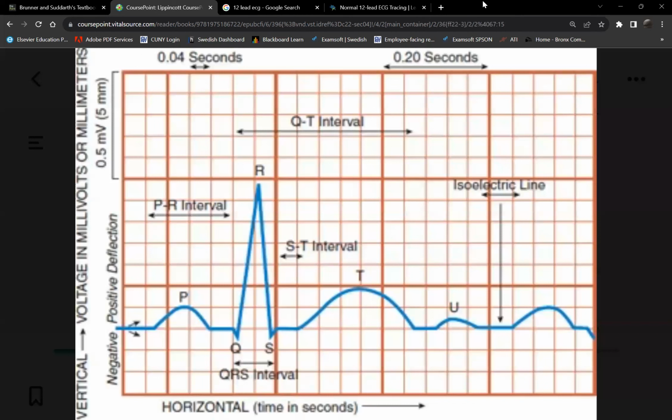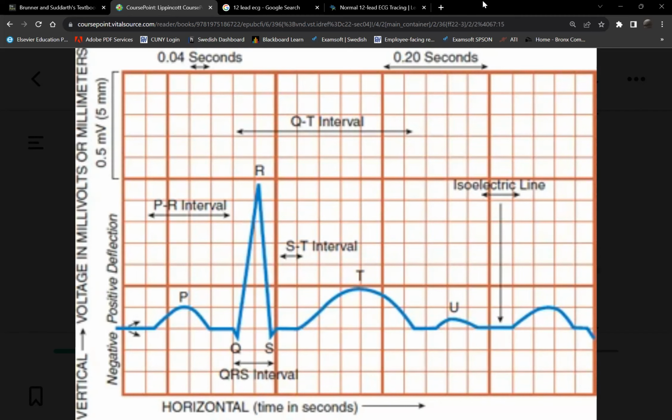Now we measure the P wave and it says there it's less than 3 small boxes, correct? Because each small box is 0.04 seconds. So it should be 0.11 seconds or less, which means it's less than 3 small boxes, correct? So here, is it less than 3 small boxes?